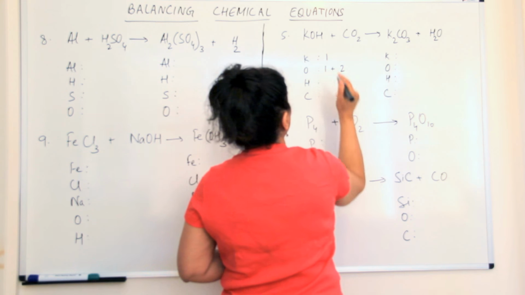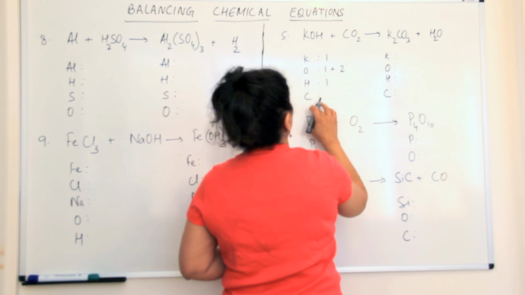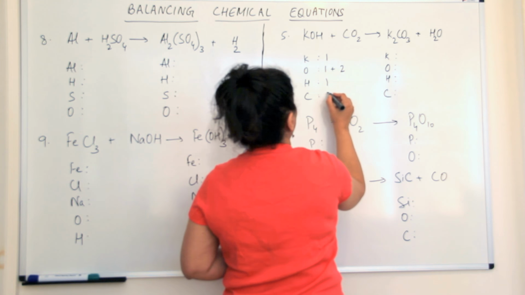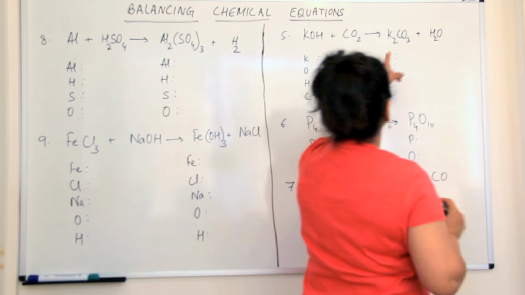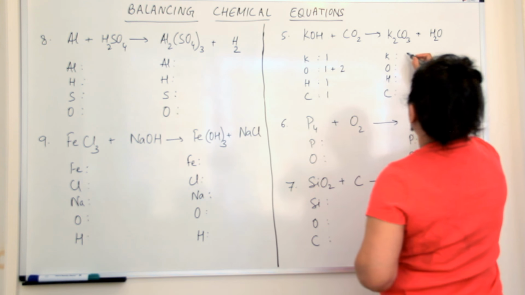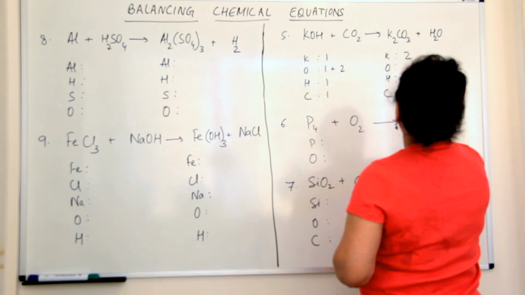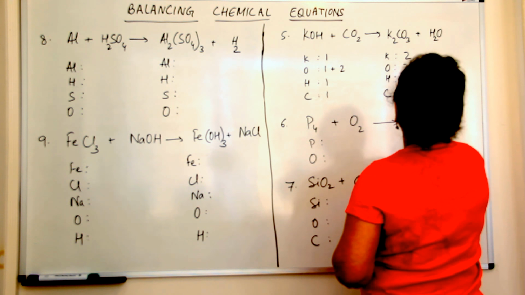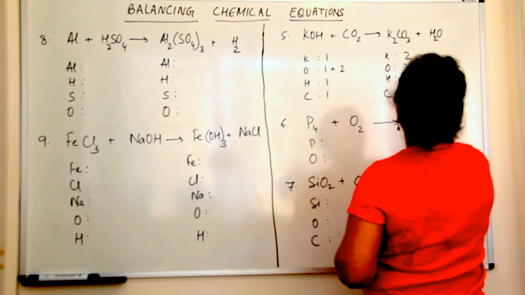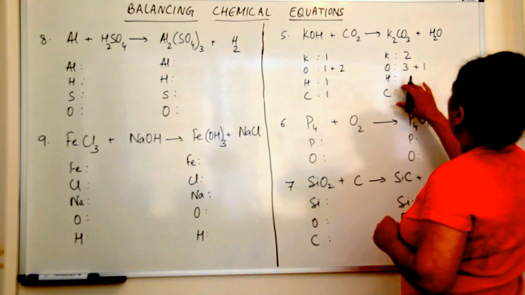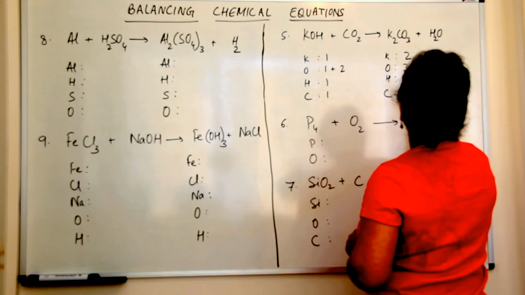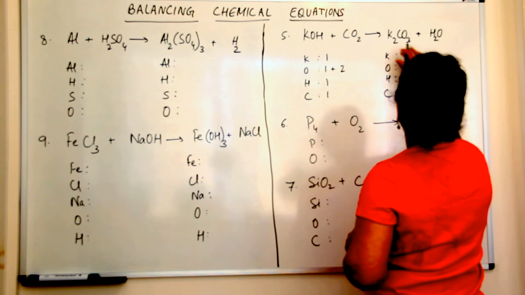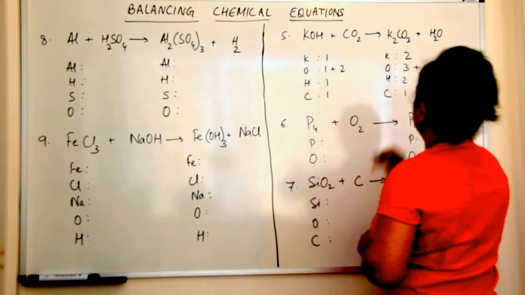Hydrogens, how many hydrogens on this side? One hydrogen. And how many carbons on this side? There's only one carbon. Similarly, potassium, how many do you have? You have two here. How many oxygens? Oxygens are 3. Again, it's present in two products. 3 plus 1. And hydrogen, there are 2 hydrogens. And carbon, there's only 1.